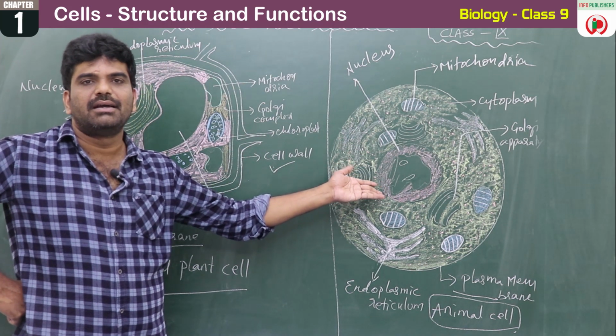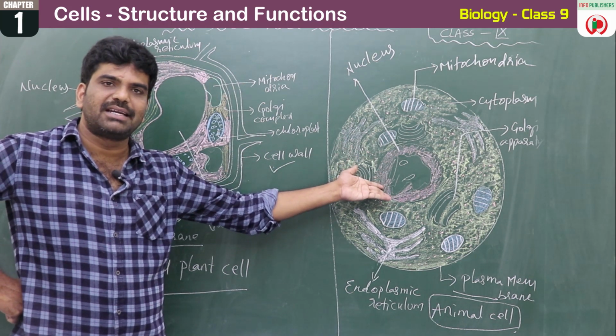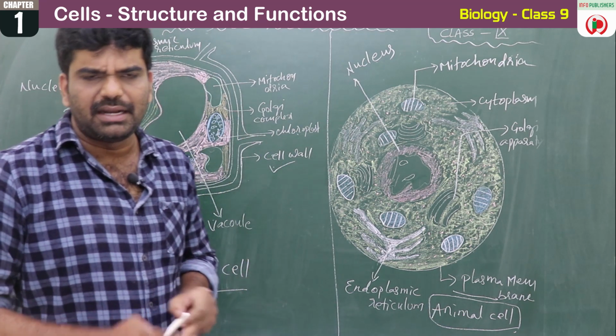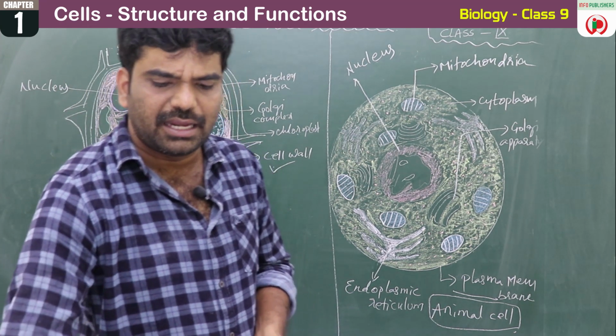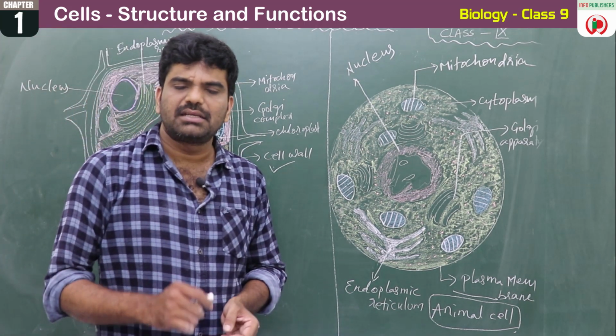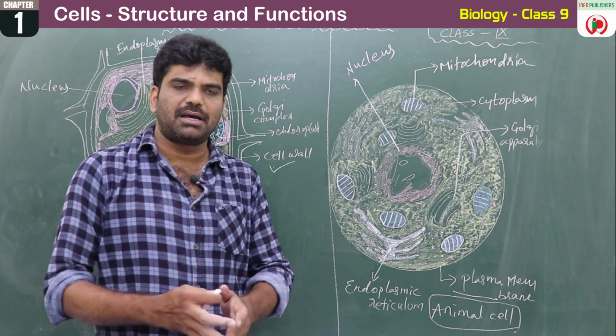Centrioles are present in animal cells. These are absent in plant cells. So these are the main differences between plant cell and animal cell. Now let us go for the first one, that is cell membrane or plasma membrane.